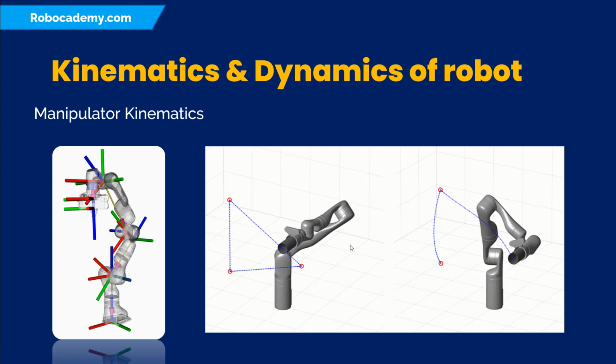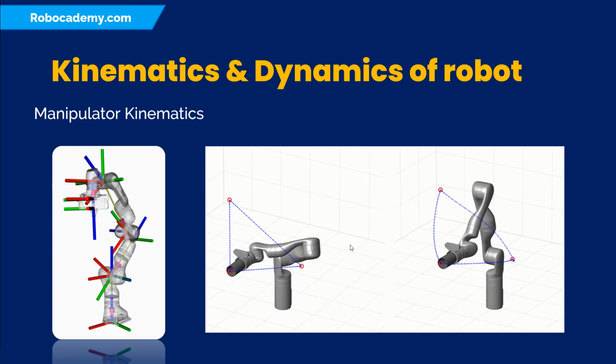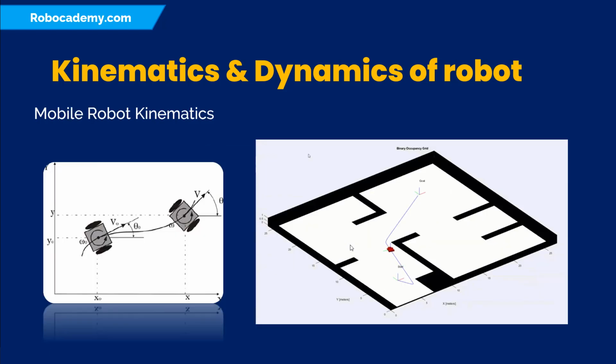This is one of the challenges in robotics, kinematics and dynamics. That is the manipulator kinematics, and you can also find mobile robot kinematics. Here, you can find a path is planned by this algorithm, and it also takes care of the obstacle. You can see it's avoiding the obstacle, planning a path and going to the goal position.